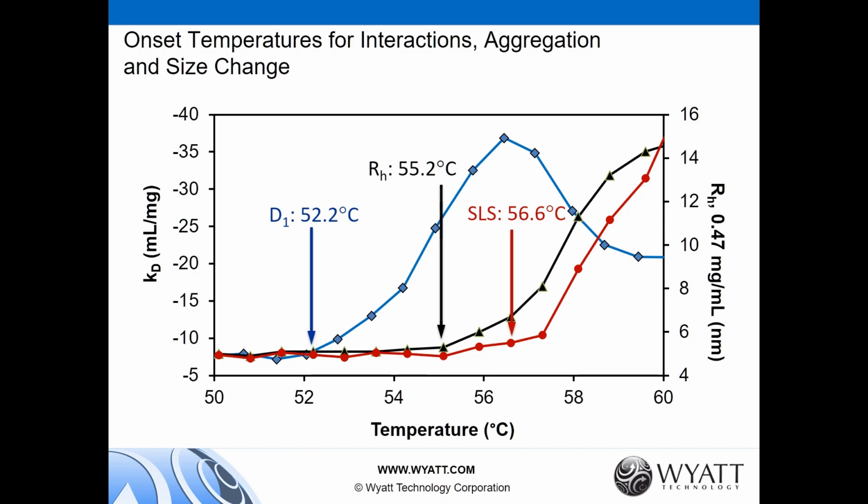So perhaps barely exposing a hotspot for aggregation. As that's being exposed, it is starting to lead to some additional attraction. And only as you go to higher temperature does that actually show up. So I think this needs to be studied a little bit more. I do think that the onset temperature for interactions could be a better predictor for thermal stability than just looking at RH or SLS.